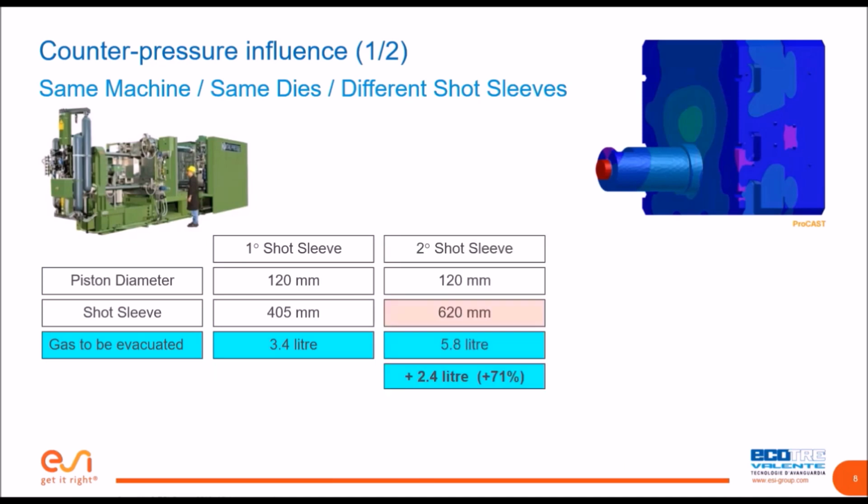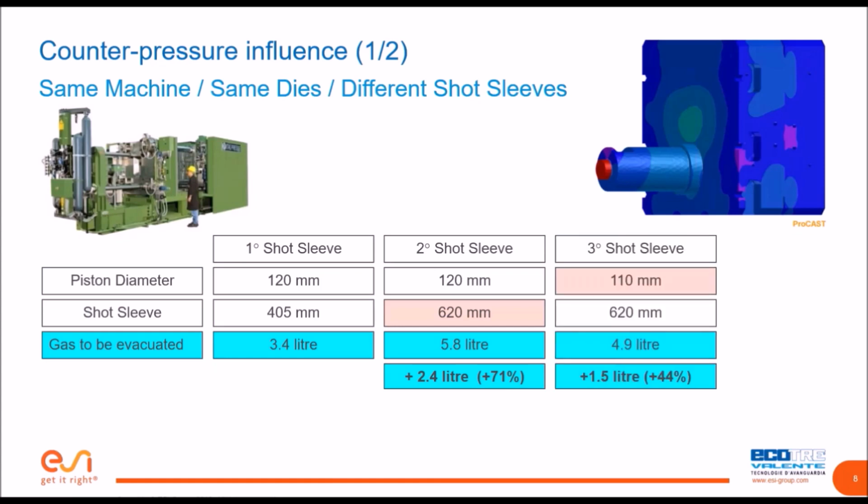Now we go to the second shot sleeve. It's again the same machine, the same die. We keep the same piston diameter and increase the shot sleeve length, which means one needs to manage the fill ratio. And suddenly the amount of gas which needs to be evacuated completely changes. It is 5.8 liter, or plus 71% compared to case one. Then we go to the third one. We modify the piston diameter and keep the same shot sleeve length as the second one. There is a certain decrease in the gas which needs to be evacuated, but compared to case one, it is still above. It's about plus 44%.